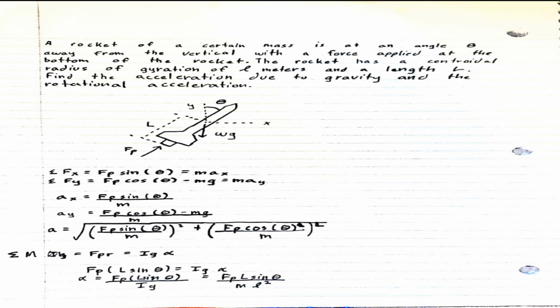The moment arm is the length of the rocket up to the center of gravity, which is L times sine of theta. Solving for alpha, the equation becomes the force applied times the length L times sine of theta over the mass moment of inertia, which is also equal to force applied times the length L times sine of theta over the mass times the radius of gyration squared.